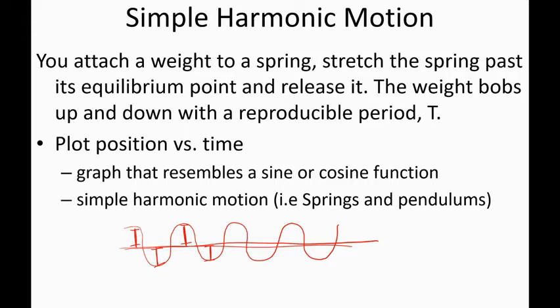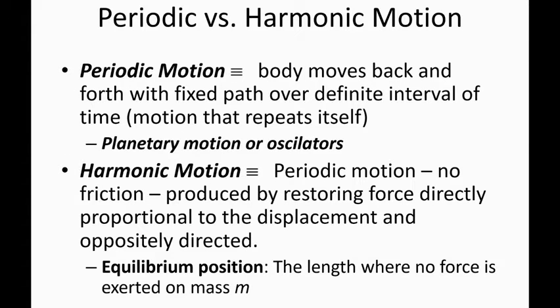So simple harmonic motion is cyclical motion. Springs and pendulums are perfect examples of simple harmonic motion. When you're looking at periodic motion, what is periodic motion? That's when a body moves back and forth along a fixed path over a definite interval. If we're looking at planetary motion, your planets are following a fixed path that's repeating itself.